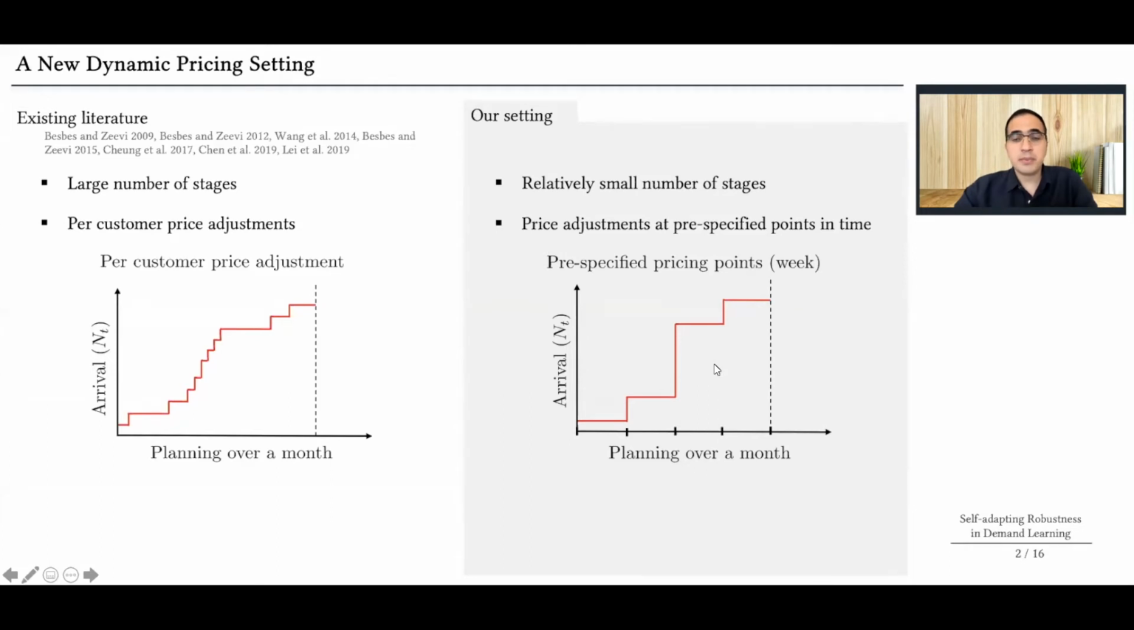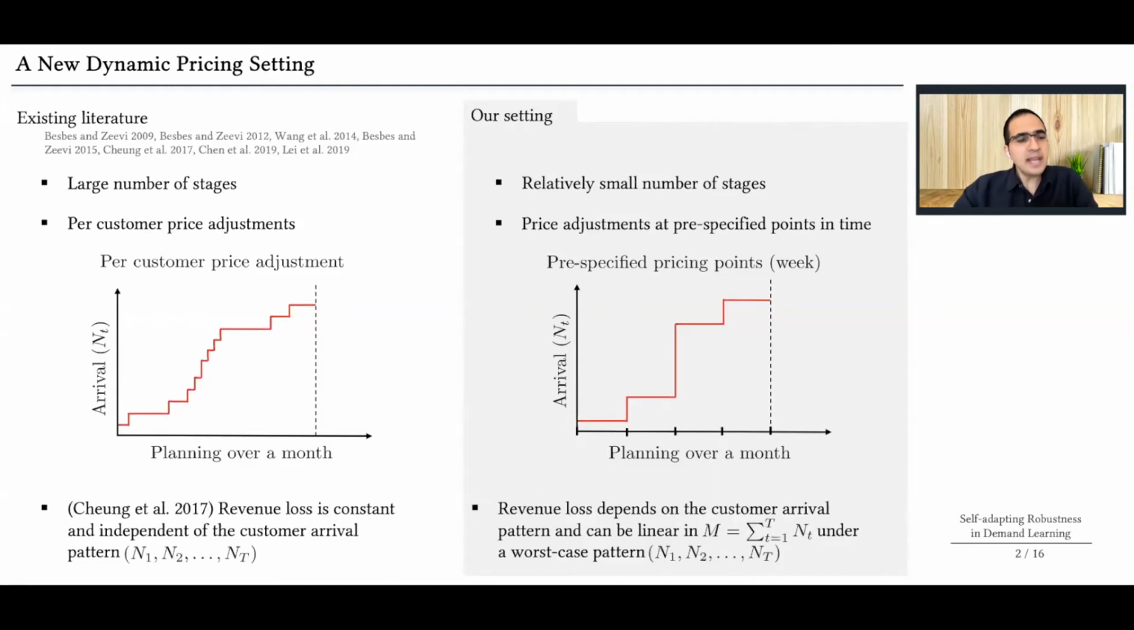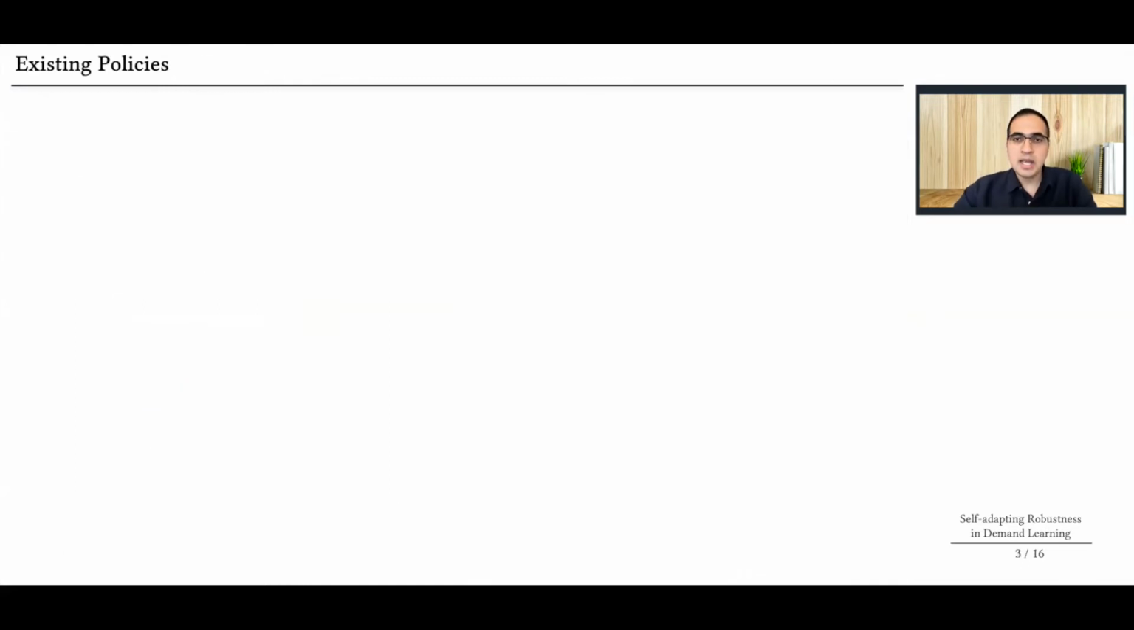This problem arises in practice, for example, in brick and mortar stores. So motivated by this, we consider this new framework and analyze how policies can perform in this setting. In the existing literature, revenue loss is constant and is independent of the customer arrival, which is denoted by M1 to NT. However, in our setting, when the prices are set at the pre-specified pricing points, revenue loss depends on the customer arrival and can be linear in the worst case scenario on M, where M here is the total number of data points.